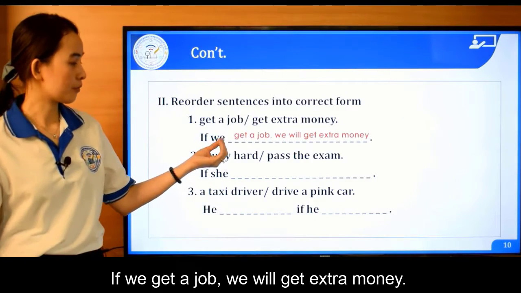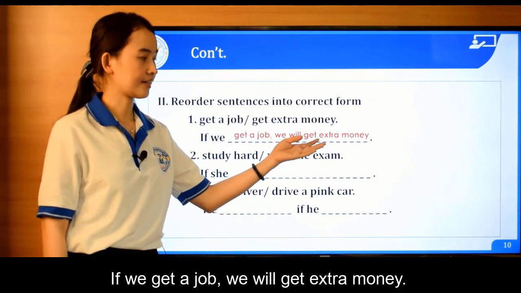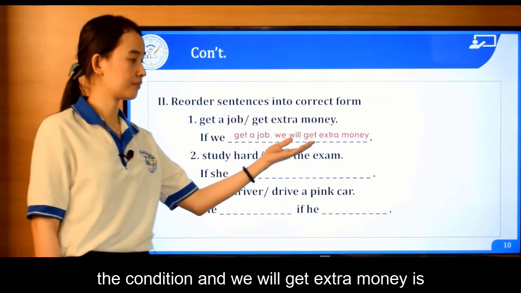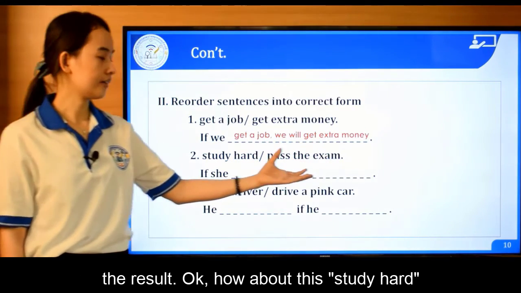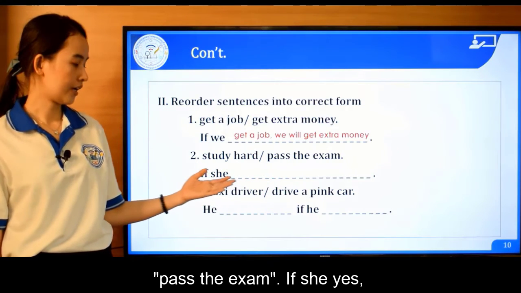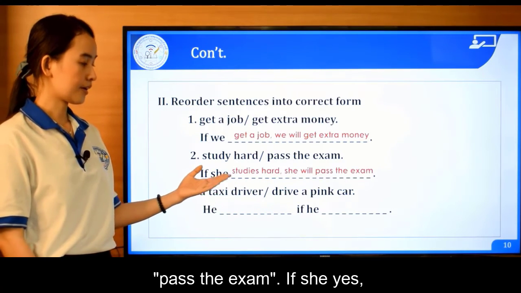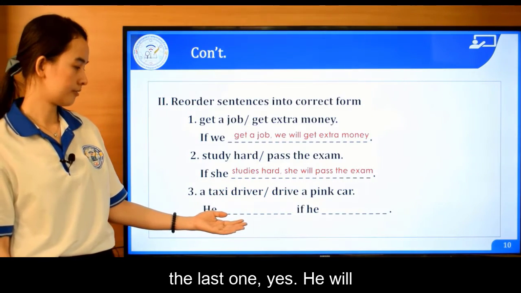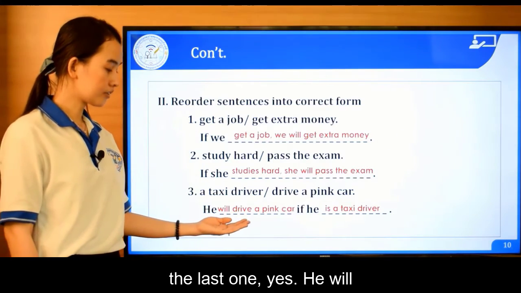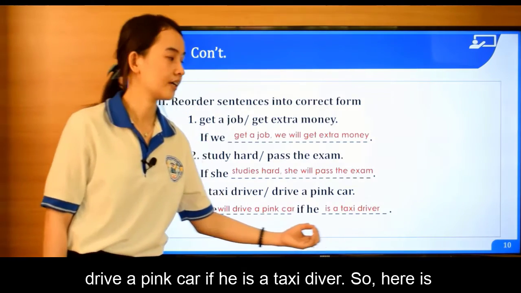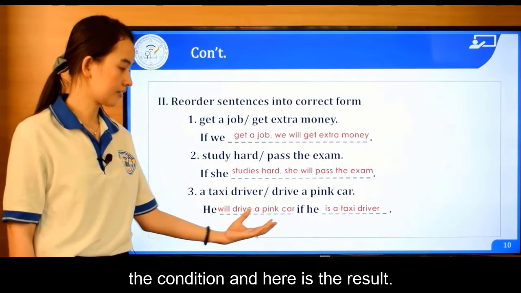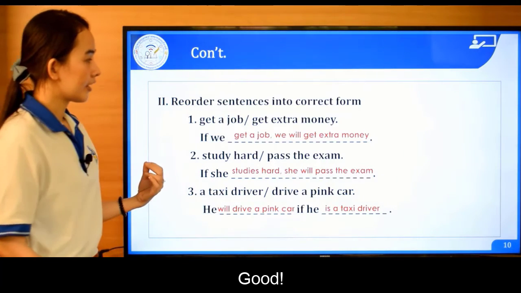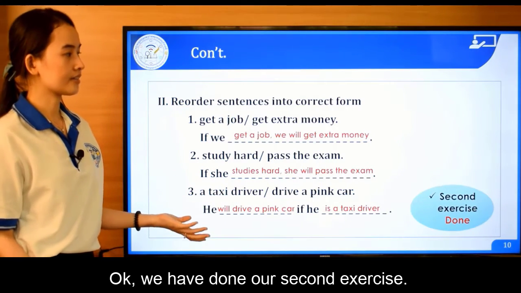Yes, here if we get a job, we will get extra money. So here we can see if we get a job is the condition and we will get extra money is the result. Okay, how about this? Study hard, pass the exam. If she, yes, if she studies hard, she will pass the exam. And the last one, yes, he will drive a pink car if he is a taxi driver. So here is the condition and here is the result. Good. Okay, we have done our second exercise.